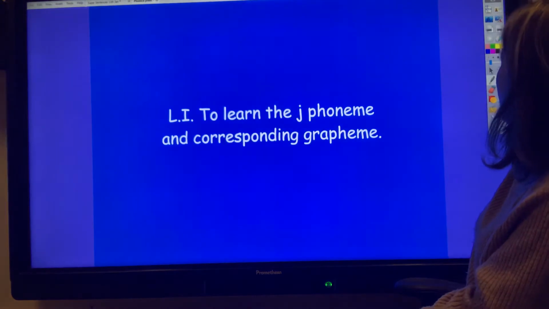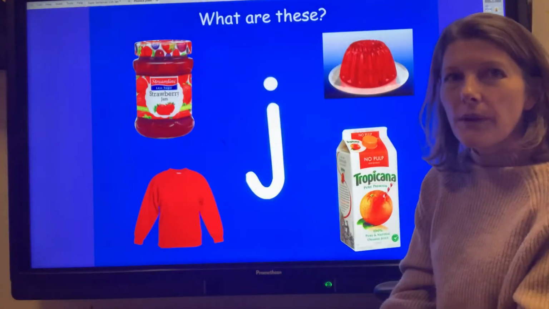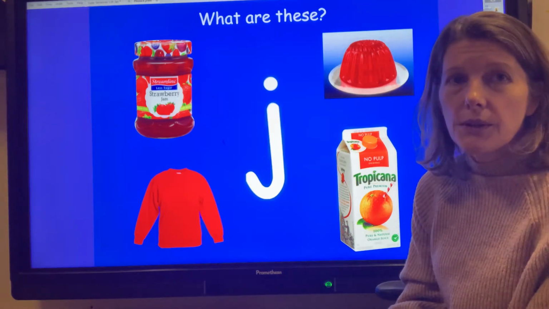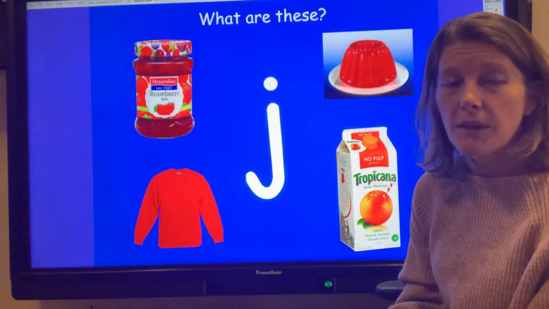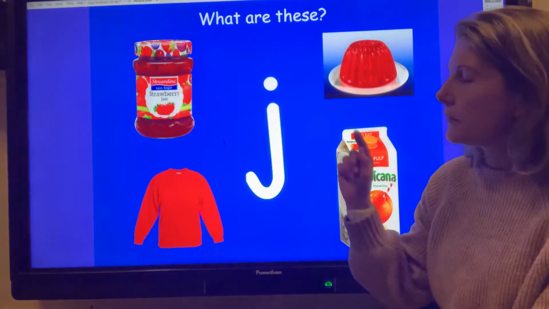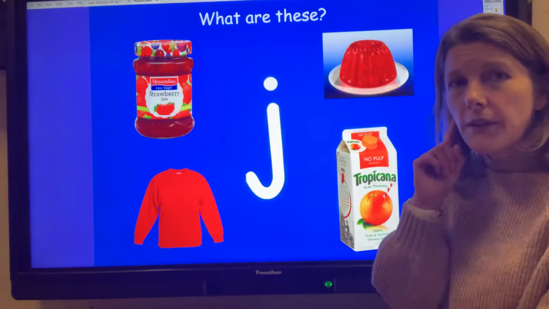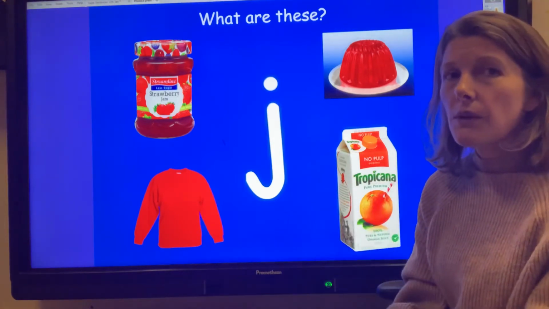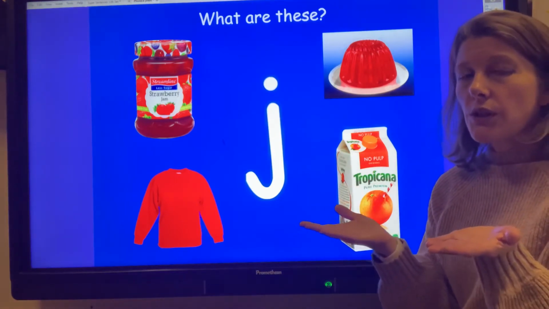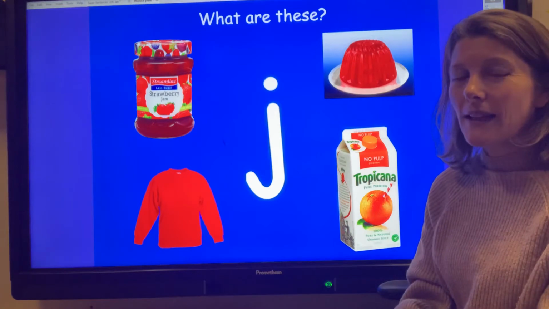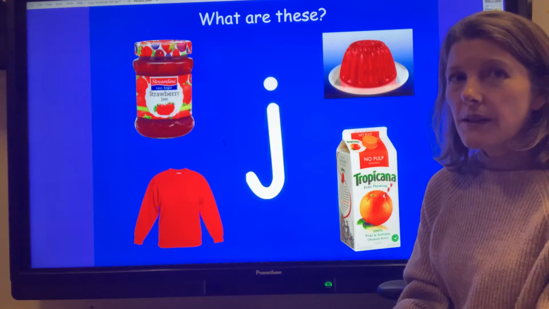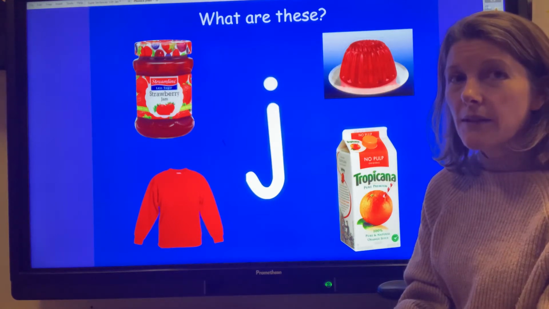Okay, let's have a look at some things that start with the J phoneme. Talk to your adult or to your brother or sister or whoever is at home with you and say, what can you see on this picture? What can you see? Remember, our phoneme is J, so all of these things start with that phoneme. J, J. Okay. Pause it if you need a little bit more time. Otherwise, we're going to go through and see what we can see.